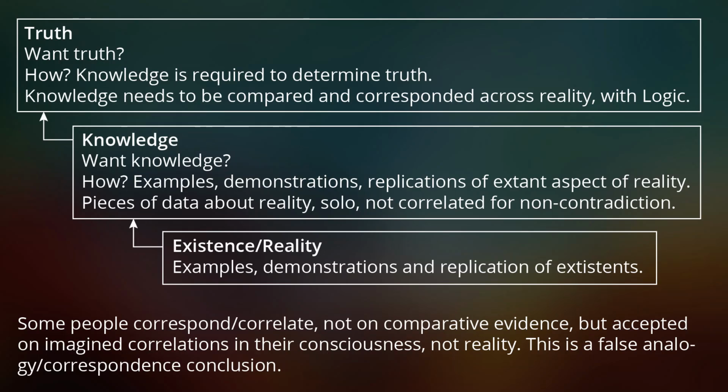Some people correspond or correlate not on comparative evidence, but accepted on imagined correlations in their consciousness, not reality. So this is false analogy or false correspondence conclusion. So you analogize, so because something here, X, has a certain property or characteristic, and you see Y has a certain property or characteristic, so they relate in that one aspect, then X has another property or characteristic, number 2, and you're going to assume through the first analogy and correspondence that Y also has the same property of X, even though it's not demonstrable in Y. But you're going to assume it's there because you've already seen property 1 in X and property 1 in Y. There's a correspondence there. You're going to assume there's a correspondence even though you can't see one, even though it's not demonstrable. But you're assuming it. This is the false analogy and false correspondence that people engage in.